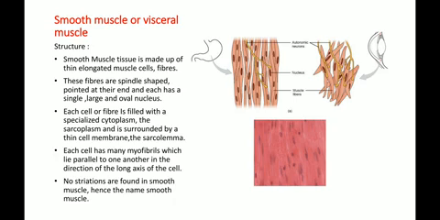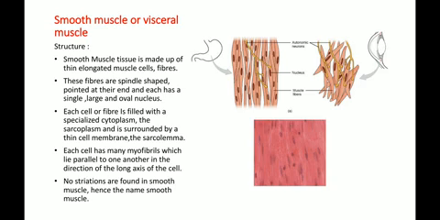Smooth muscle tissue is made up of thin elongated muscle cell fibers. These fibers are spindle shaped, joined at their ends, and each has a single large oval nucleus. Look at the figure very minutely. If you see the figure, you can easily understand the structure of the visceral muscle. Each cell or fiber is filled with a specialized cytoplasm, the sarcoplasm, and is surrounded by a thin membrane, the sarcolemma. Each cell has many myofibrils which lie parallel to one another in the direction of the long axis of the cell. No striations are found in smooth muscle.